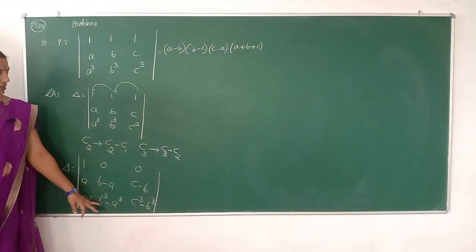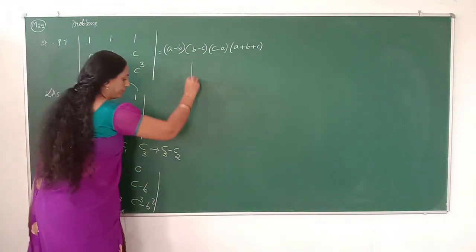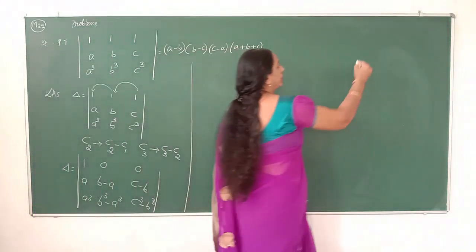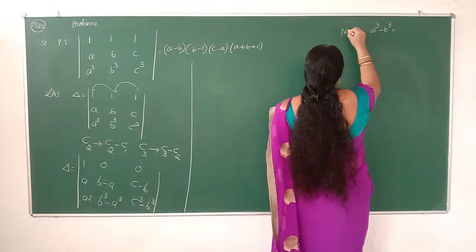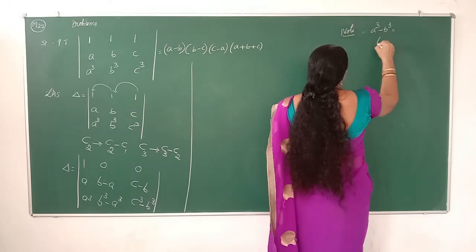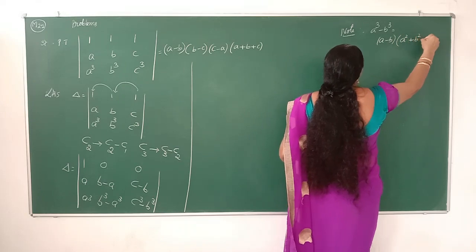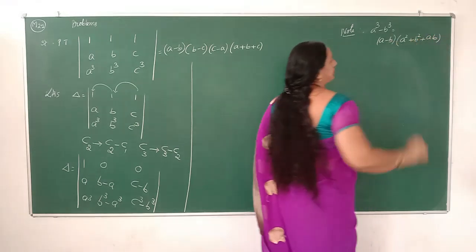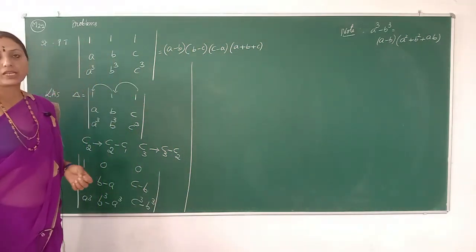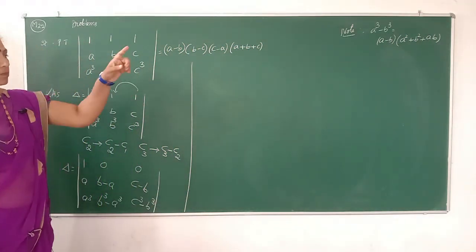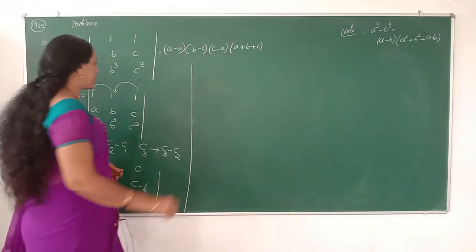Now, these two elements, b cube minus a cube and c cube minus b cube, are in the form of a cube minus b cube. What is the expansion of a cube minus b cube? It is (a minus b)(a square plus b square plus ab). By using that result, we can expand these two elements of the determinant.